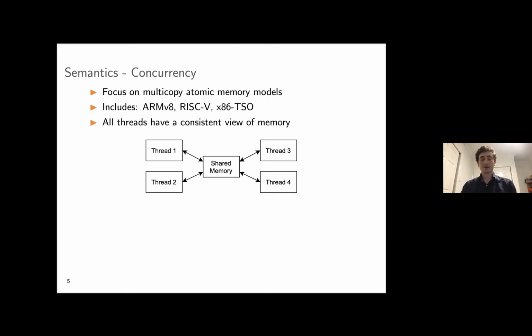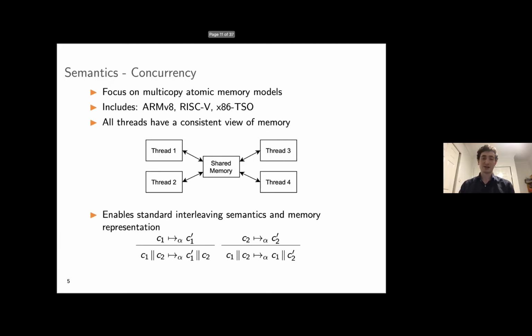But then on top of that, we also have the standard notion of concurrency, but we focus on a notion of multi-copy atomic memory models. That includes ARMv8, RISC-V, x86 TSO, so quite a broad range of implemented architectures. The simplifying benefit here is that all threads share a consistent view of shared memory. And so that enables just a standard interleaving semantics with a traditional memory representation. You can just use a standard notion of interleaving to consider how these threads would interact with each other via the shared memory.